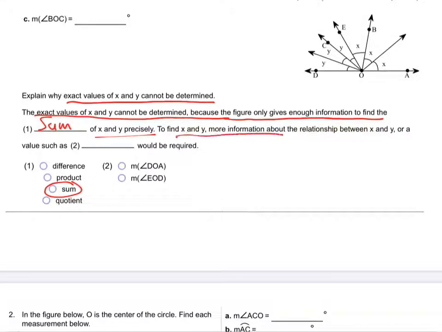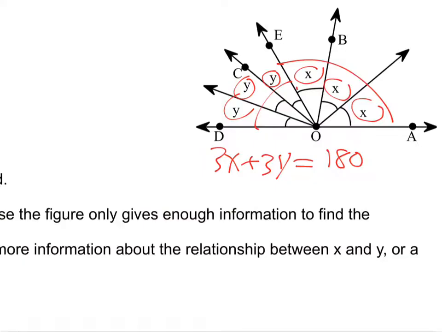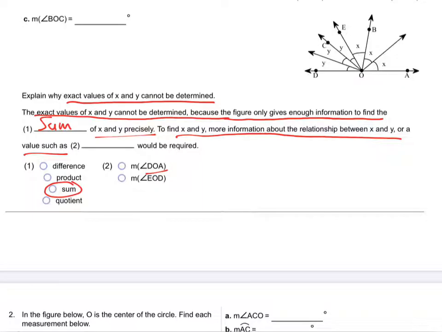To find x and y, more information about the relationship between x and y, or a value such as, I don't know, what value would be helpful? DOA? What's DOA? I can't tell. Let me go back to the diagram. DOA, no, that's not helpful. DOA is the 180, the whole thing. Not that one. It must be the other one. EOD. I'll just write it in. It's got to be, it's the only other option.